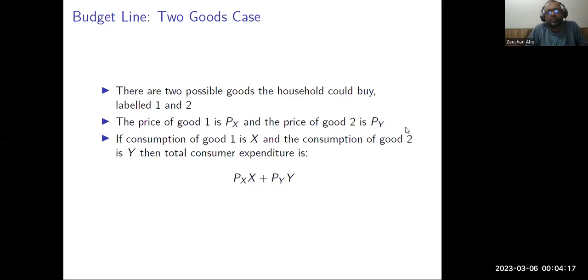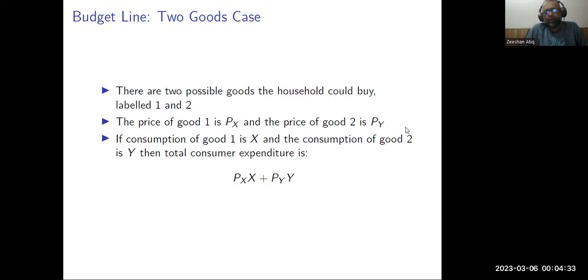Hello, welcome to the second part of the budget line. We are just studying this under the concept of utility. Now we assume that there are two possible goods that a household could buy. We can assume them to be good X and good Y.